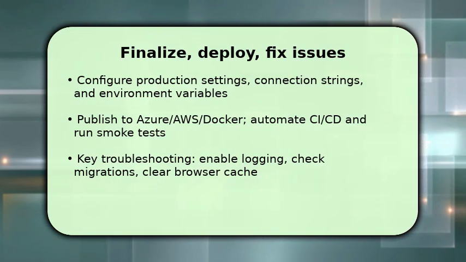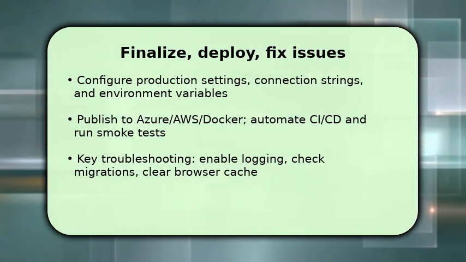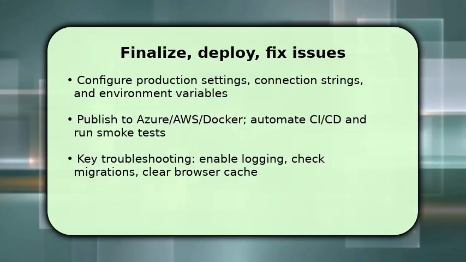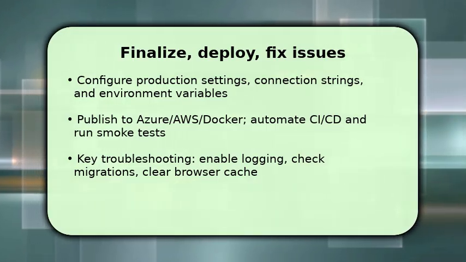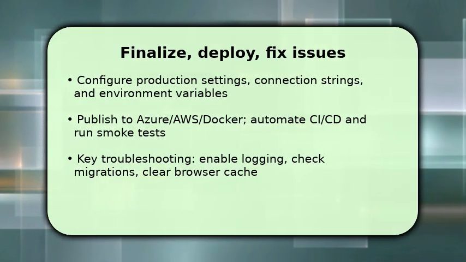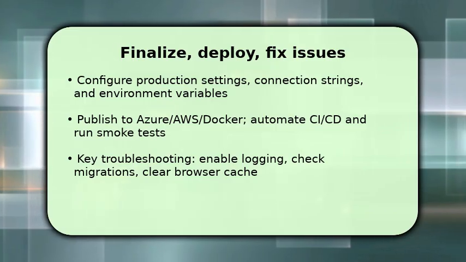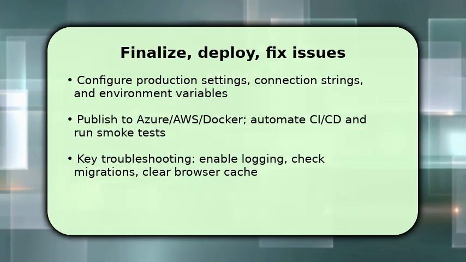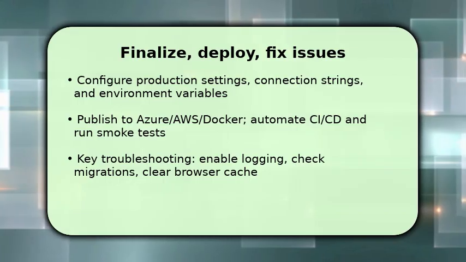To finish, prepare your app for production and deployment while validating stability. Set environment-specific app settings and secure connection strings, then publish to Azure, IIS, or a Docker container and create a CI/CD pipeline to automate builds and tests. Run smoke tests and monitor logs after deployment.